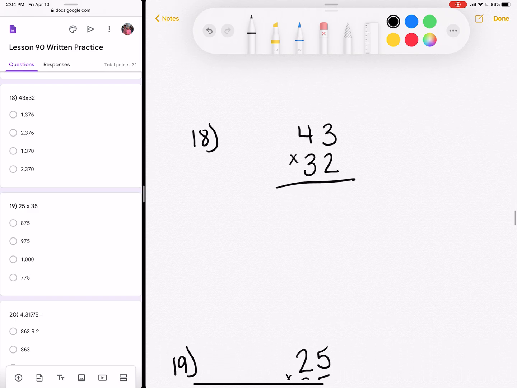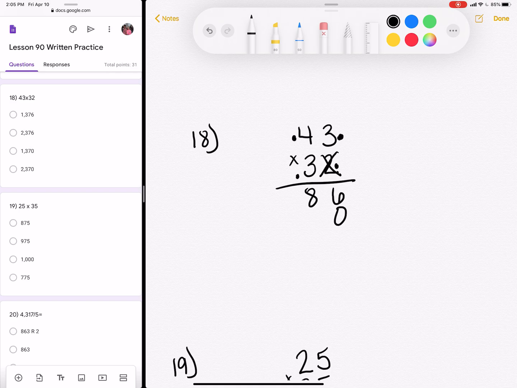18, more 2 by 2 multiplication practice. This is something that we didn't get to do together, so just watch and be patient. 2 times 3 is 6. 2 times 4 is 8. Mark out, put a 0. 3 times 3 is 9. 4 times 3 is 12. Add them up. 6, 17, 3, and 1.